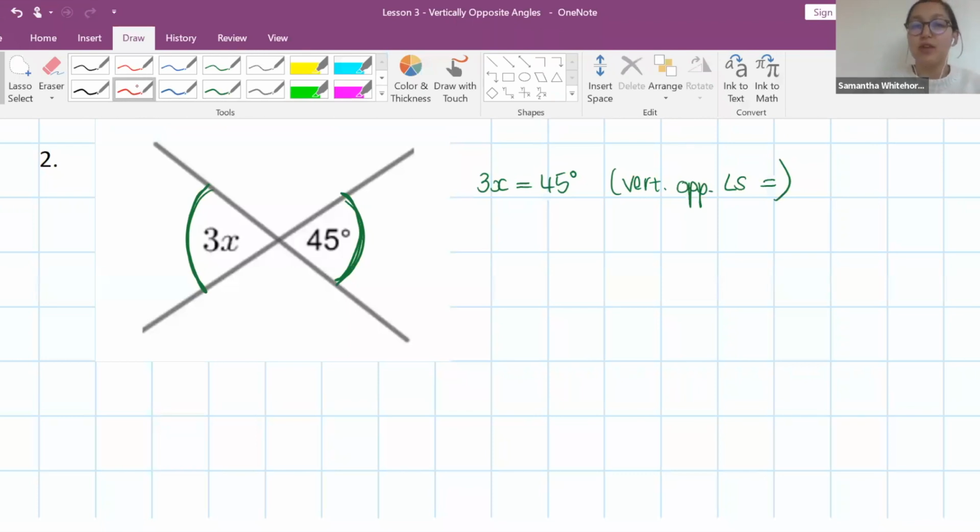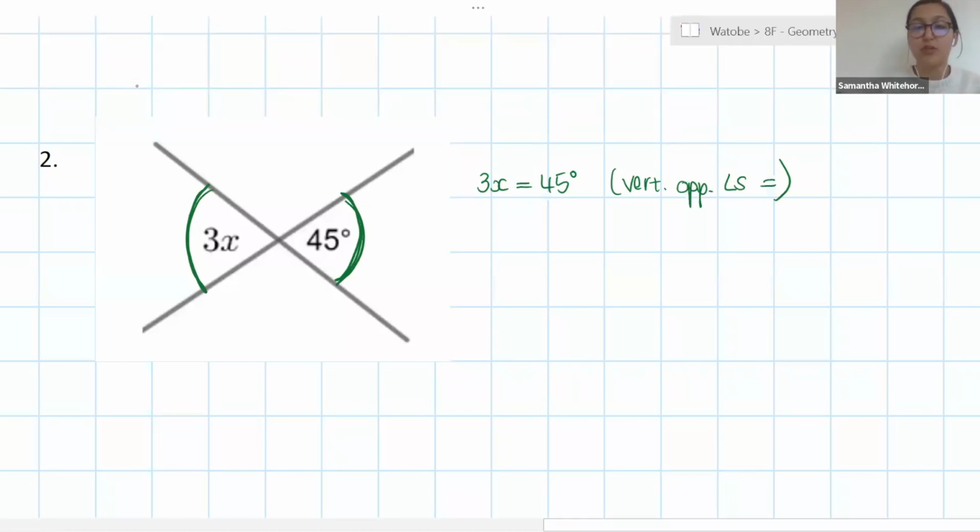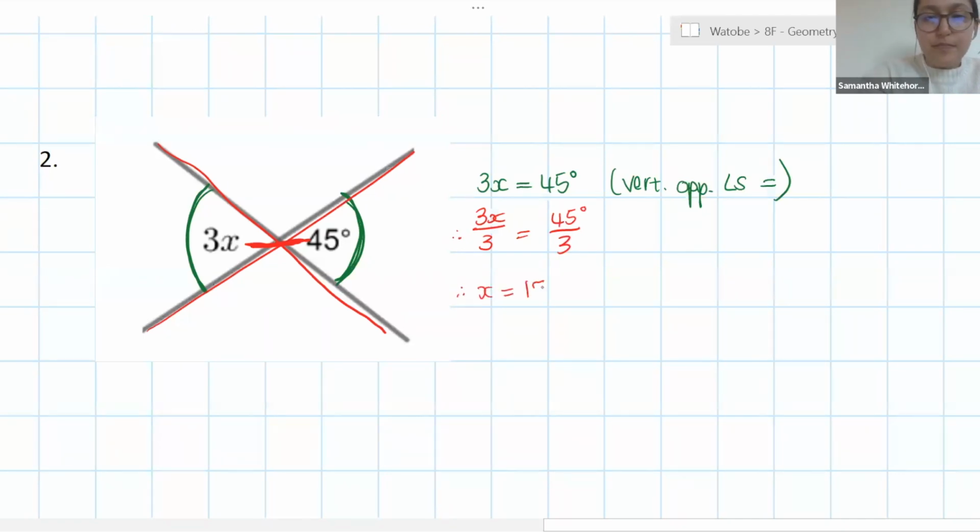Okay, so guys, from this point, we've made our statement. We definitely know that 3x is equal to 45 because they're vertically opposite. And we've got those lovely straight lines that are forming the cross. So the ones opposite each other at the cross or the intersection have to be equal. But now I just want x. So I'll take 3x and divide it by 3. But then I need to do the same thing on the other side and divide 45 by 3. And so that means that x is equal to 15 degrees.